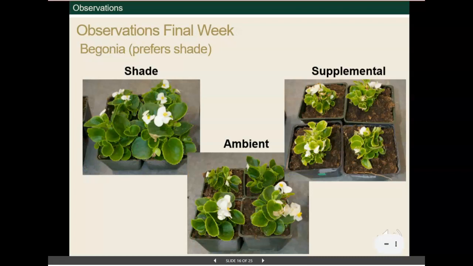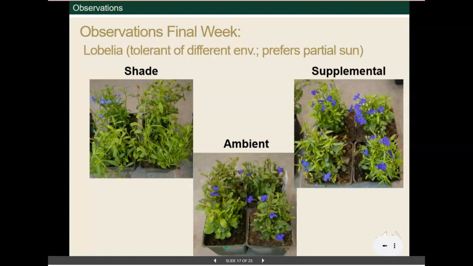Our begonias definitely look larger and have more blooms in the shade treatment compared with the other two treatments. This is what we expected based on what we knew about the plant species' light preferences. It's nice to support our hypothesis. Lobelias are kind of all over the place. They were our species that we expected to perform equally well across all treatments.